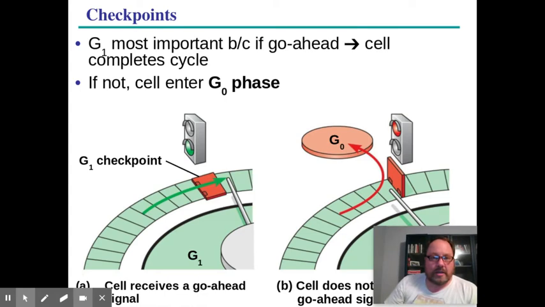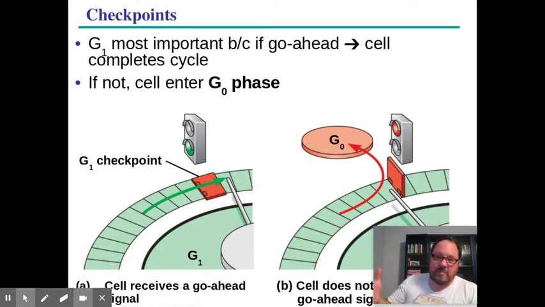All right. So going back and talking about that G1 checkpoint, it's a really important checkpoint because, again, if you go past G1, that cell is going to divide. Well, now, what if a cell never goes past the G1 checkpoint? Then it enters a new phase that we haven't referred to yet. It's called G0. The G0 phase basically makes it a non-dividing cell.